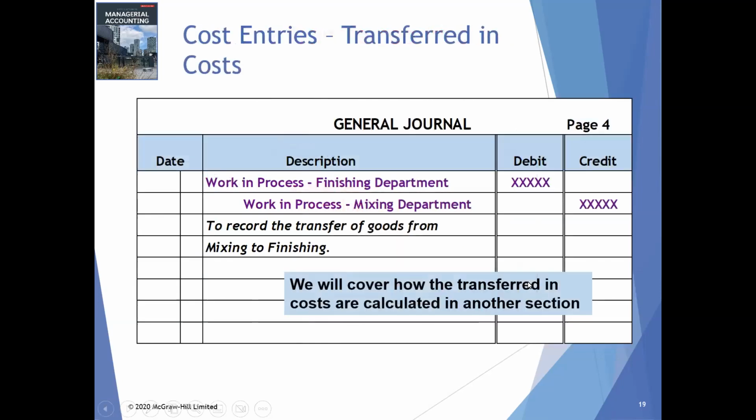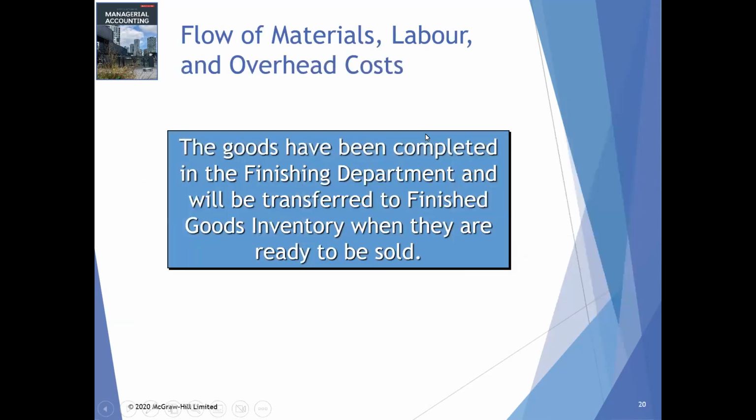Now next, what is the journal entry for this? So for the transfer, the work in progress finishing department account is debited, and the work in progress in the mixing department is credited. So material from the mixing department is decreased, so credit, and it was increased, so debited, right? We will cover how the transferred in costs are calculated in another section. In the next section, I will explain with an example.